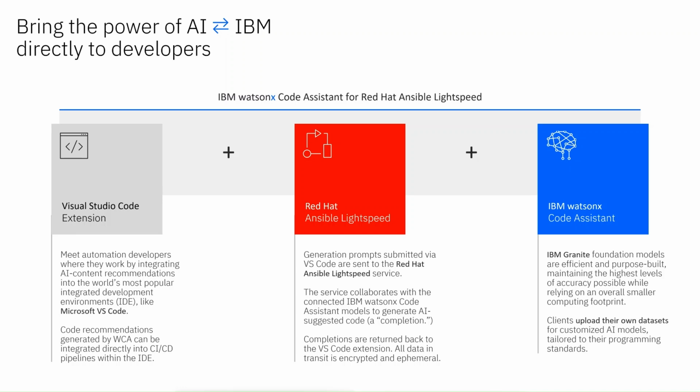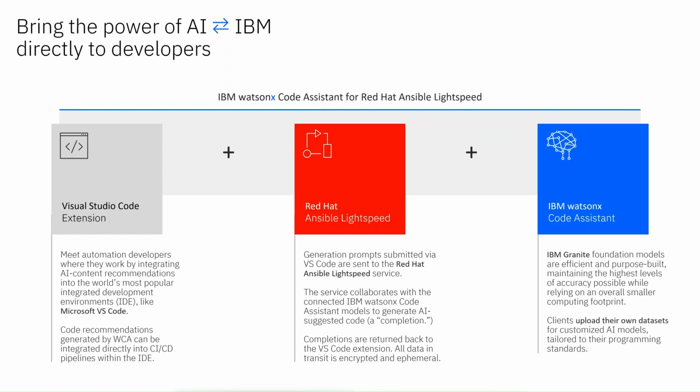Here you can see an overview of how IBM watsonx Code Assistant for Red Hat Ansible Lightspeed works. The product meets developers where they are with a rich plugin via the Ansible Visual Studio Code extension, where developers can input their prompts directly into the code editor. Prompts are sent to the Ansible Lightspeed service, and the service sends a suggestion back that's powered by the IBM watsonx Code Assistant Granite code models.